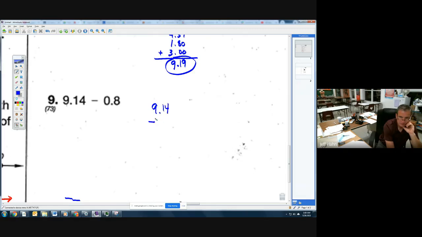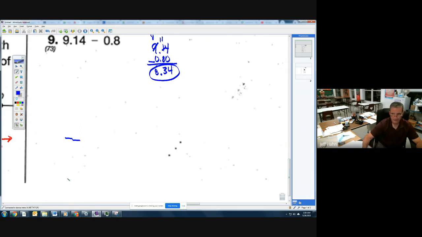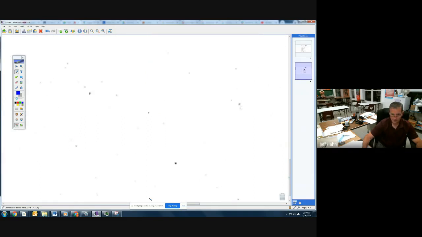9.14 minus 0.8. And again, feel free to add that 0 there. So you have digits lining up with everything here. Decimal goes here in my answer. 0 from 4 is 4. Have to borrow from the 9 to make this an 11. 8 from 11 is 3, and 0 from 8 is 8. 8.34. Halfway home. Let's check out page 2.